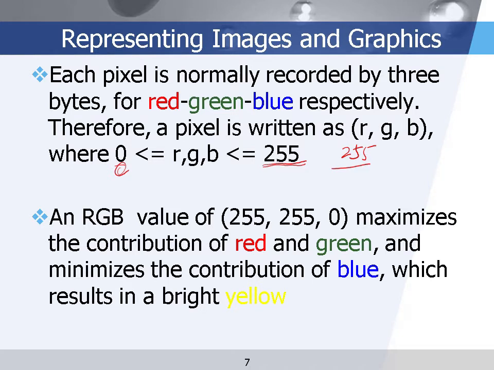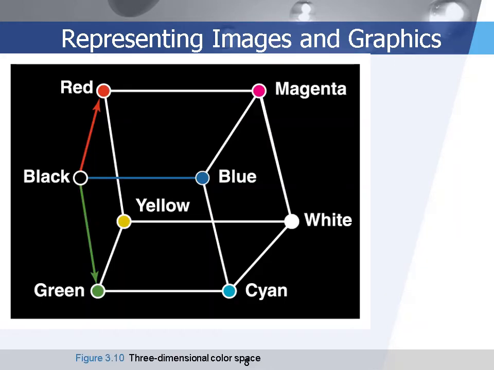For example, if an RGB color is 255, 255, 0, it means it maximizes the contribution of red and green and minimizes the contribution of blue, which is actually yellow. This is called a 3-dimensional color space. So we have red, green, and blue. And this vertex means black.